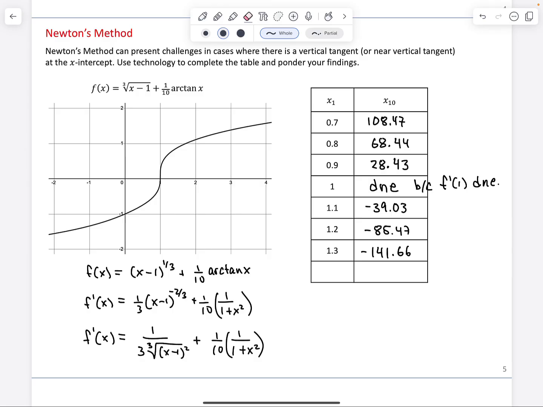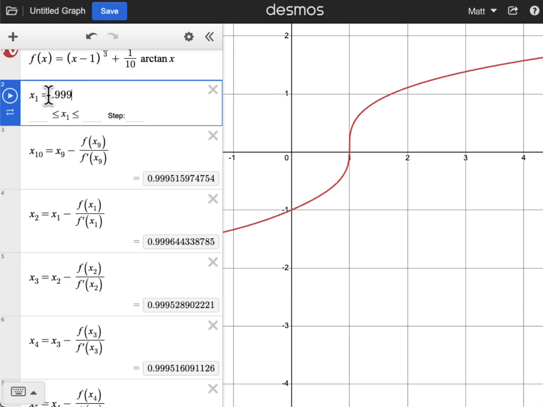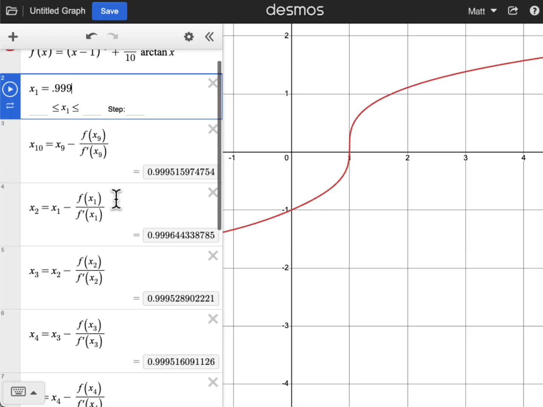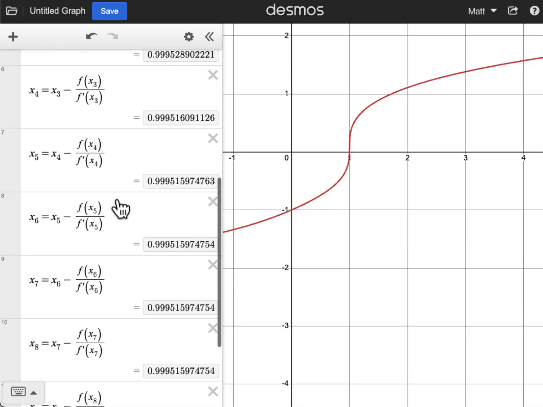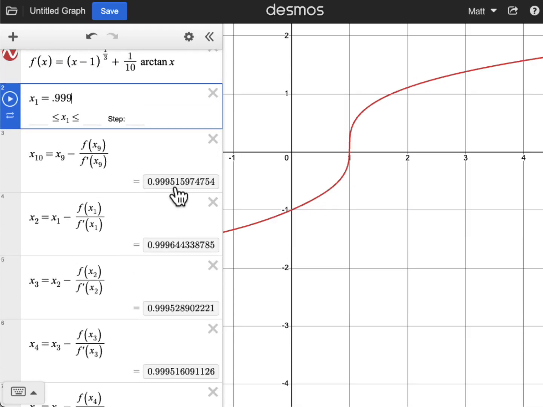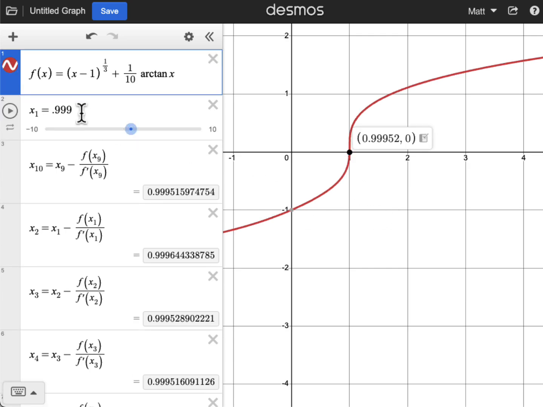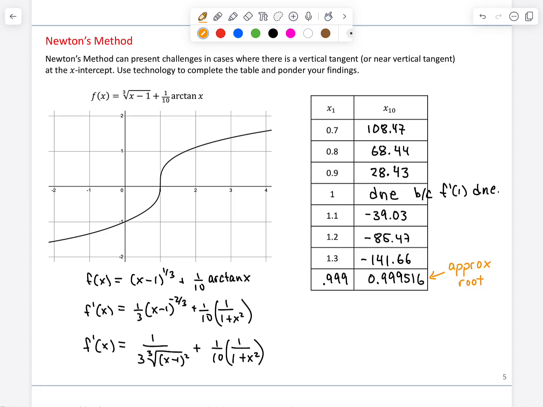So this is a good example of a function for which Newton's method presents some challenges. However, if you begin with an x-coordinate very close to 1, 0.999, we do see stabilization occur. And by the time we get to x10, we have a pretty close approximation of this x-intercept. But I had to use an x1 that was already fairly close to the actual x-intercept. Put this data in our notes. All right, and this concludes our lesson on Newton's method.